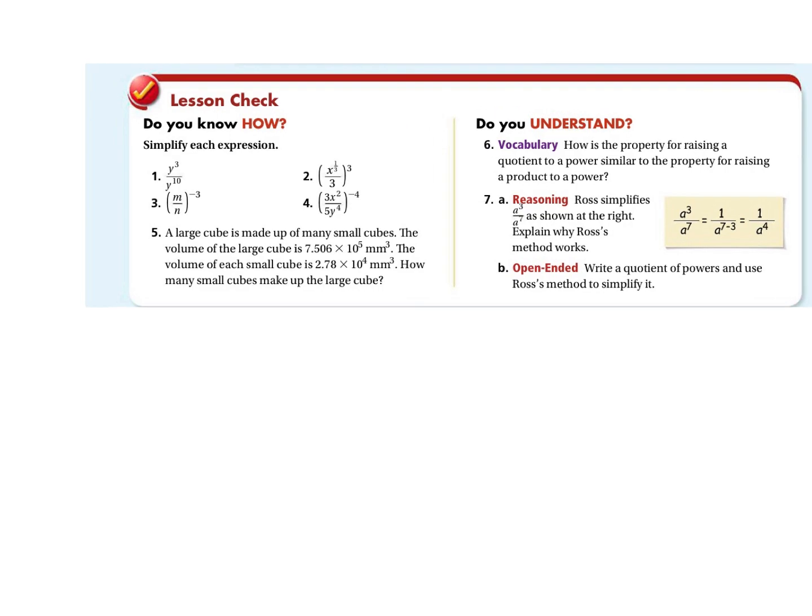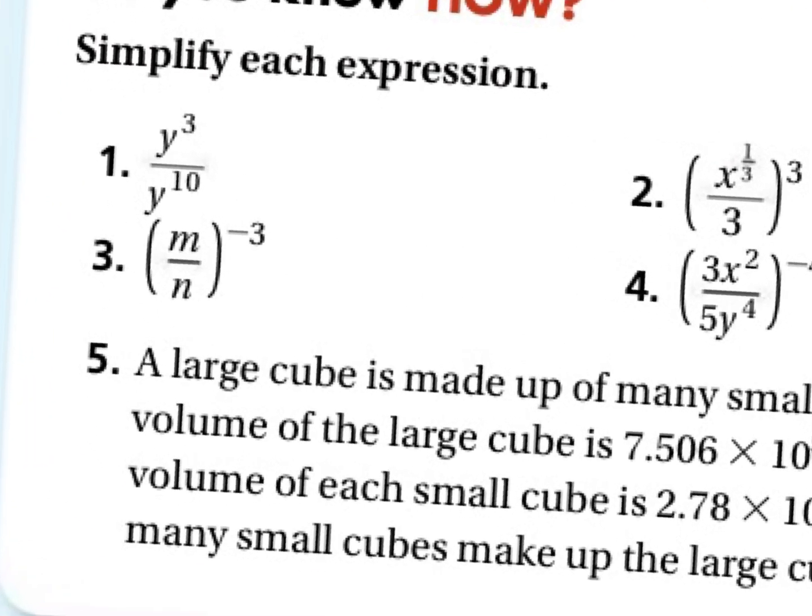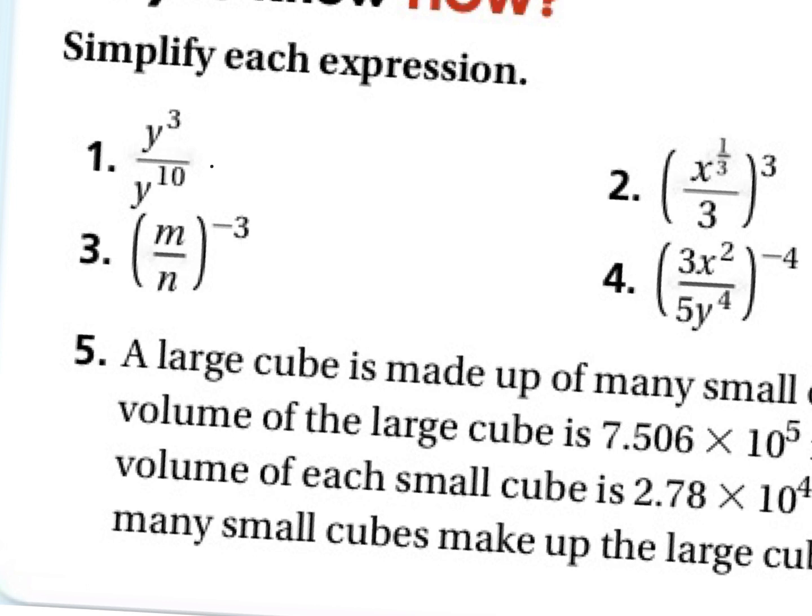So if we look at the Lesson Check number 1, they want us to simplify the expression. So for number 1, I would just look at where do I have more factors of y, and that would be in the denominator. How many more factors of y do I have there? And that would be 7. 10 minus 3 is 7. So 1 over y to the 7th power. If you just use the rule of subtracting exponents, you'd get y to the negative 7th, and then you could convert it to 1 over y to the 7th. Remember, it's not considered simplified if you have a negative exponent.